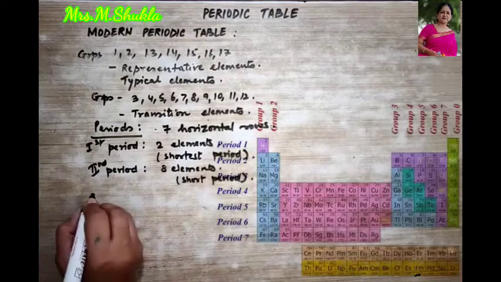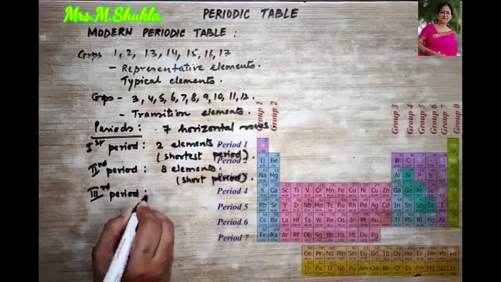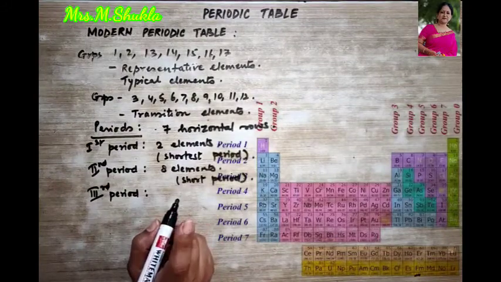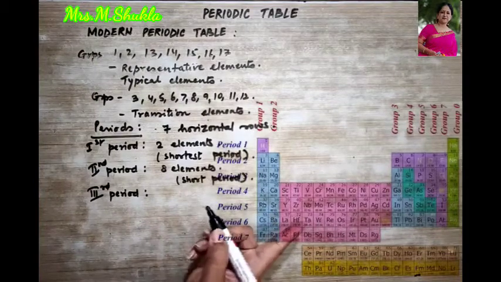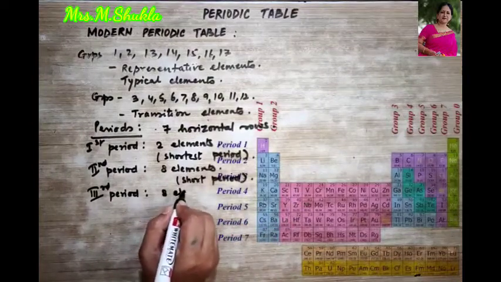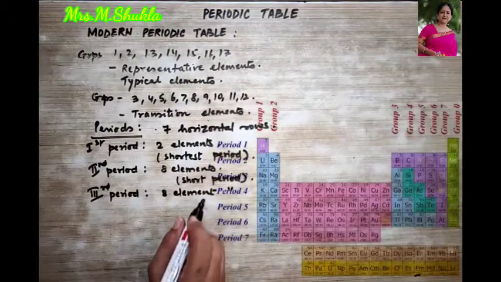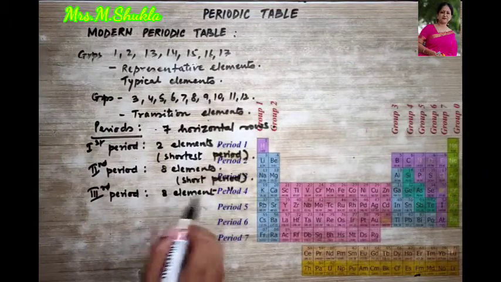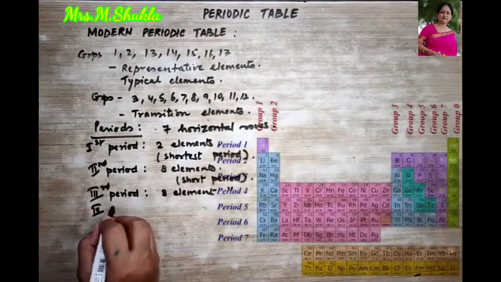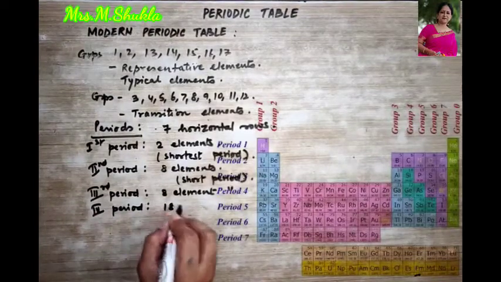Then we come to the third period. The third period again has 8 elements, with atomic numbers 11 to 18 if you check the periodic table. So this is also a short period, and these elements are also known as typical or representative elements, right? Then let's come to the fourth period. The fourth period has 18 elements.